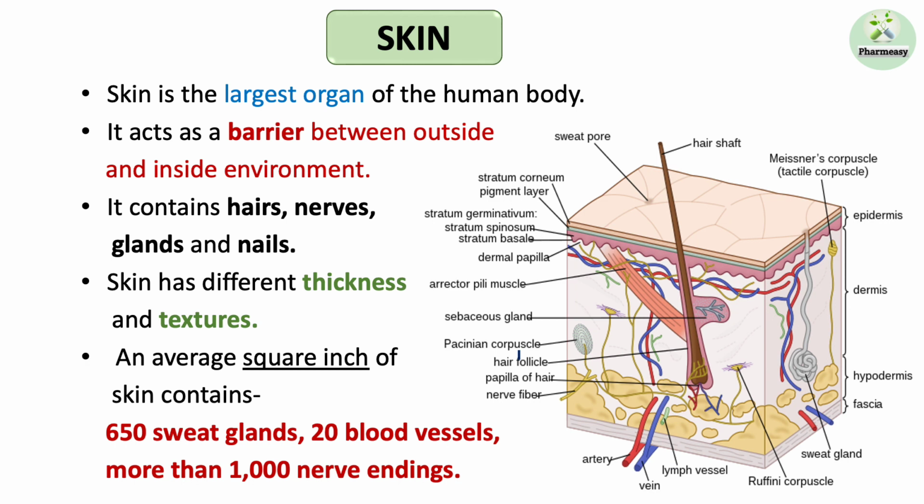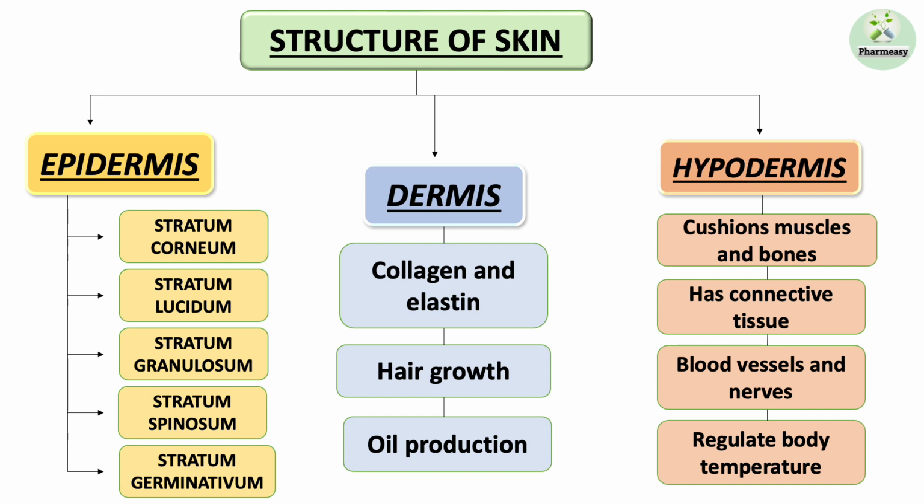This is a figure of skin that contains hair follicles, nerves, blood vessels, fats, and several glands. This is a simplified flowchart of structure of skin. It is divided into three parts, that is epidermis, dermis and hypodermis. Epidermis is the uppermost layer of skin. It has several layers such as stratum corneum, stratum lucidum, stratum granulosum, stratum spinosum, stratum germinativum.